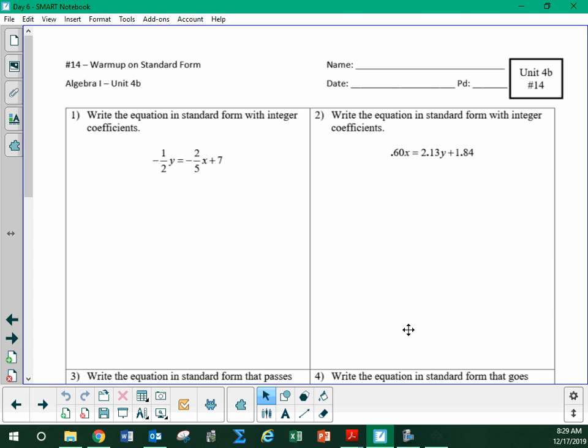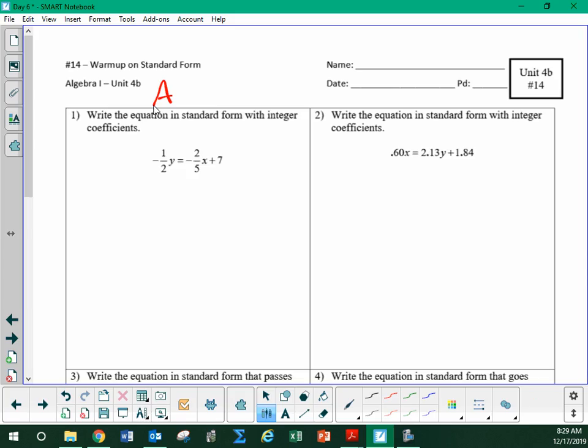All right, so standard form, go ahead and write this at the top. AX plus BY equals C. You have to remember what standard form is. That won't be given to you, so you have to know that. And there are no fractions or decimals. And A must be positive.